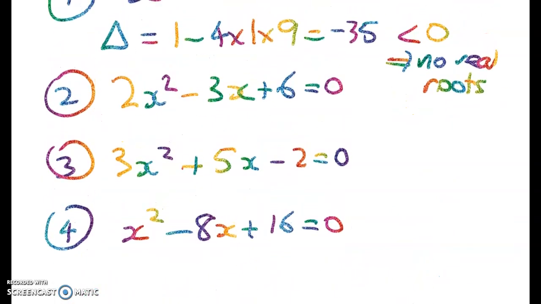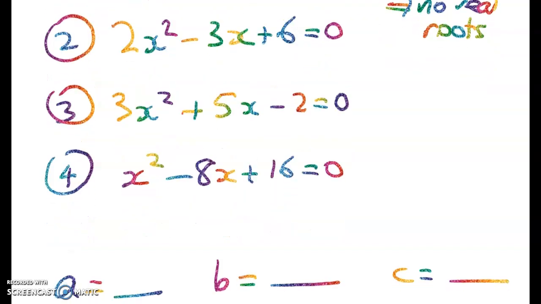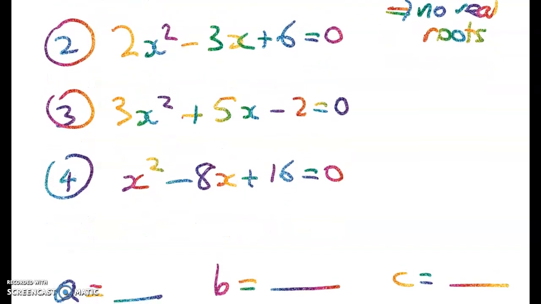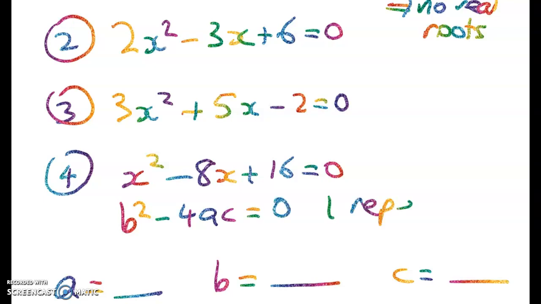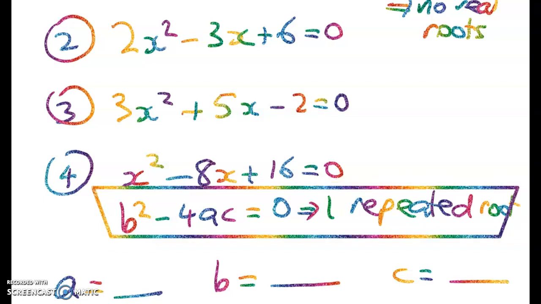Okay, and the last one, number 4, x squared minus 8x plus 16. Here b squared minus 4ac works out to be 0, so there's 1 repeated root. We need to say what the discriminant is and then why we're making our conclusion. If you look at this one, you can see that that's correct because you can rewrite it as x minus 4 squared is equal to 0. That's our perfect square pattern, and so that equation is going to look like this.